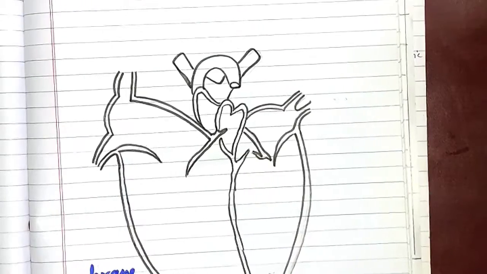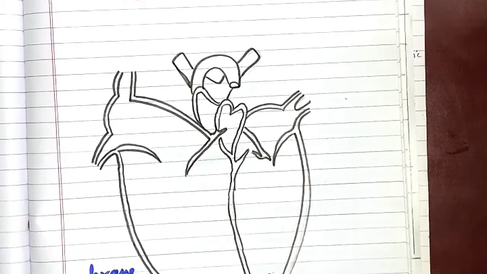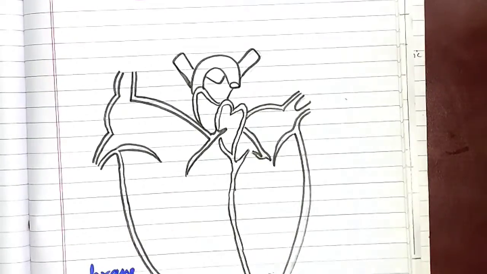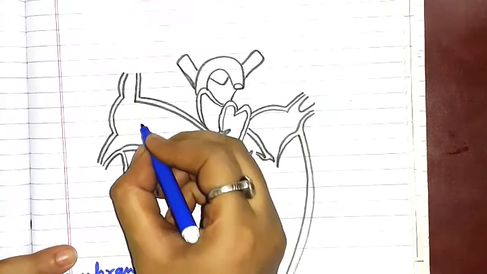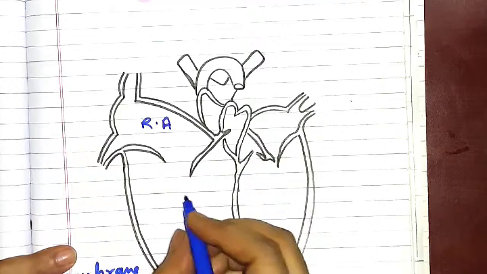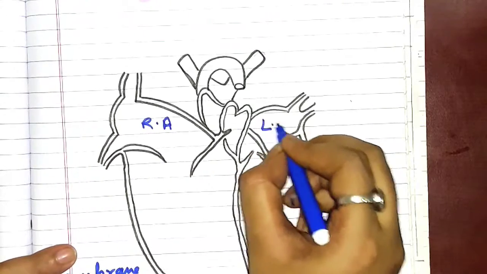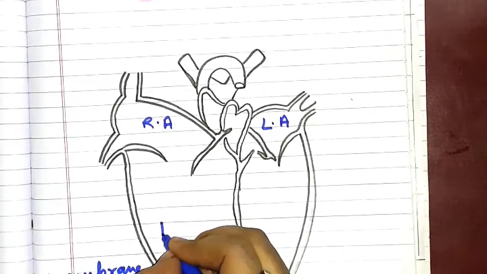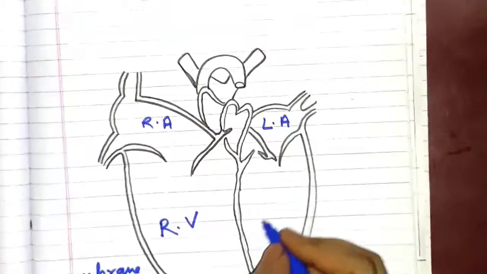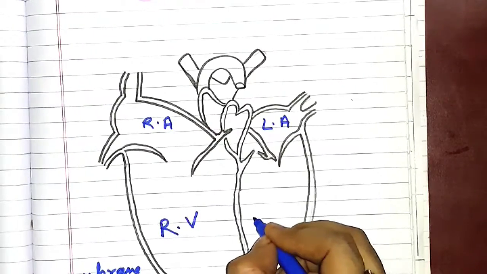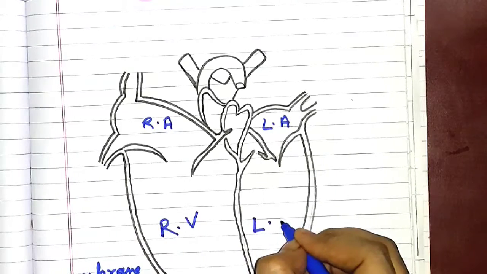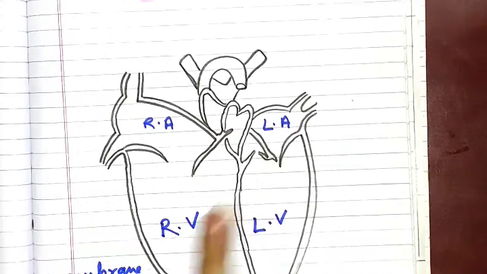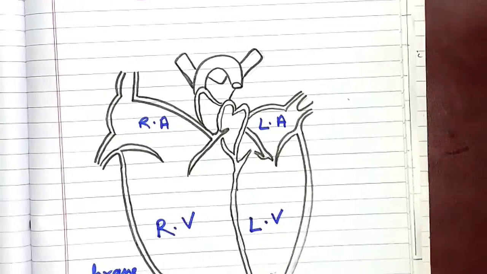Next we will see the chambers of the heart. The heart has four chambers, two superior chambers and two inferior chambers. The first one is the right atrium, and the second one is the left atrium. The inferior chambers are the right ventricle and the left ventricle. Right atrium, left atrium, right ventricle, and the last one is left ventricle.